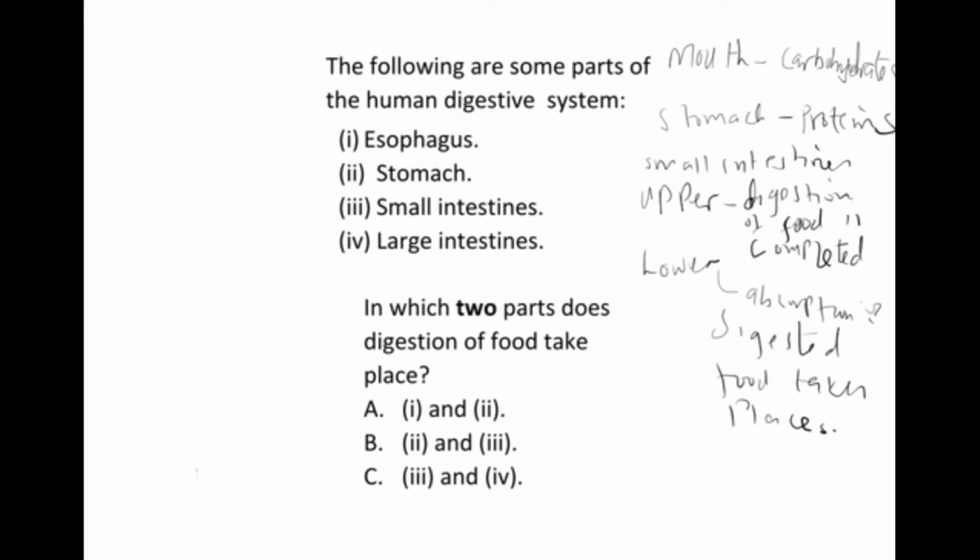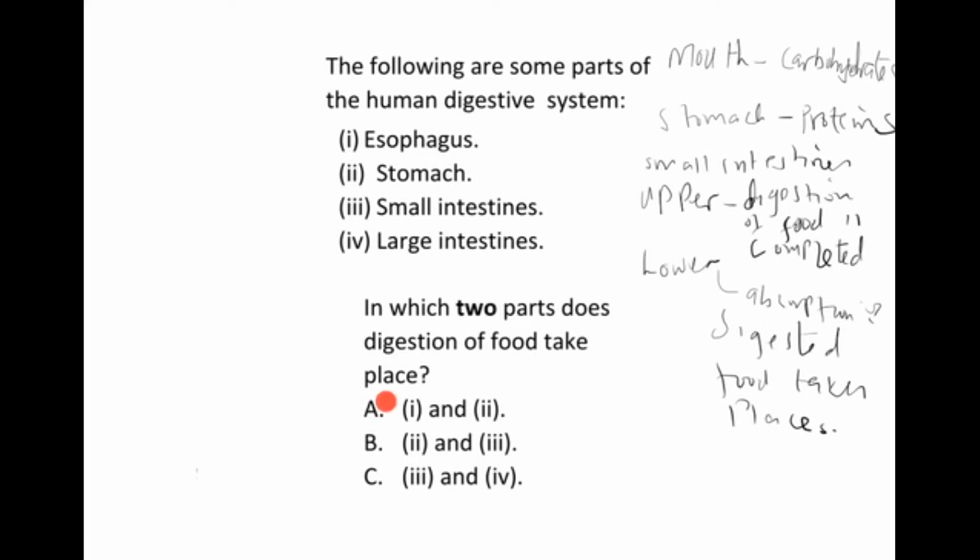Back to our question, whereby we had been given parts like esophagus, stomach, small intestine, and large intestine, and the question, two parts where digestion of food takes place. So we start with Roman 1, which is esophagus. Nowhere have we said there is digestion of food in the esophagus. The esophagus, also called the food pipe, connects the mouth to the stomach. Its work is just to allow food to pass. So wherever there is Roman 1, we remove.